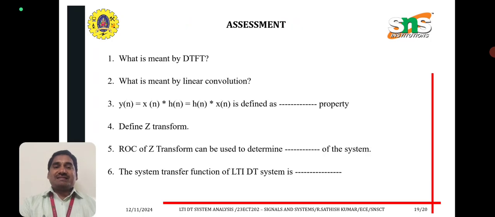Now we can see the assessment. What is meant by DTFT? Discrete time Fourier transform is defined as X of omega is equal to summation n is equal to minus infinity to plus infinity X of n into e power minus j omega n.